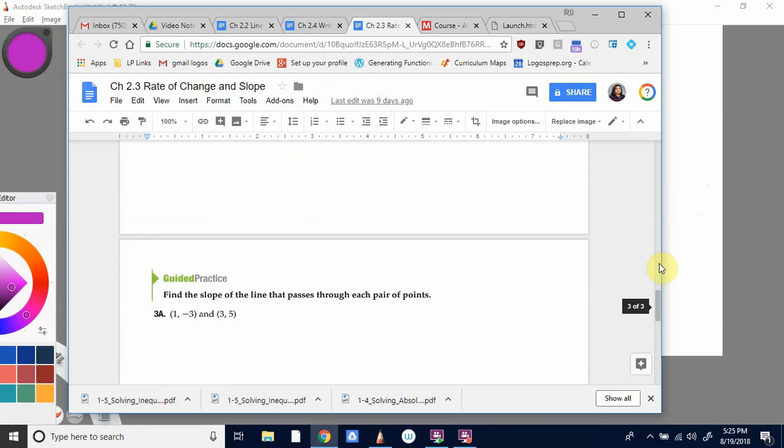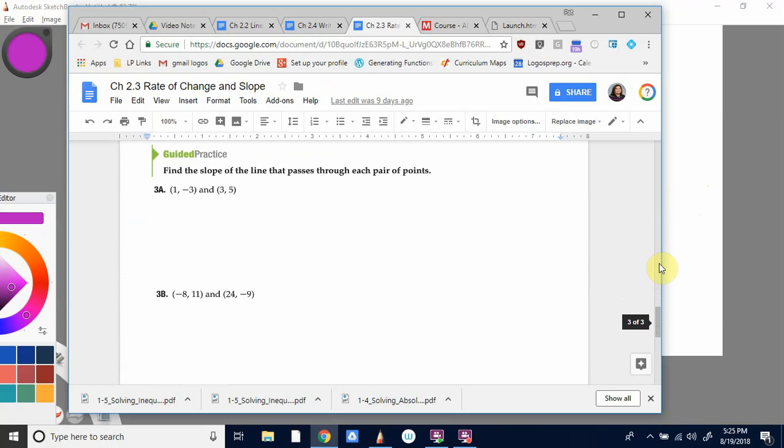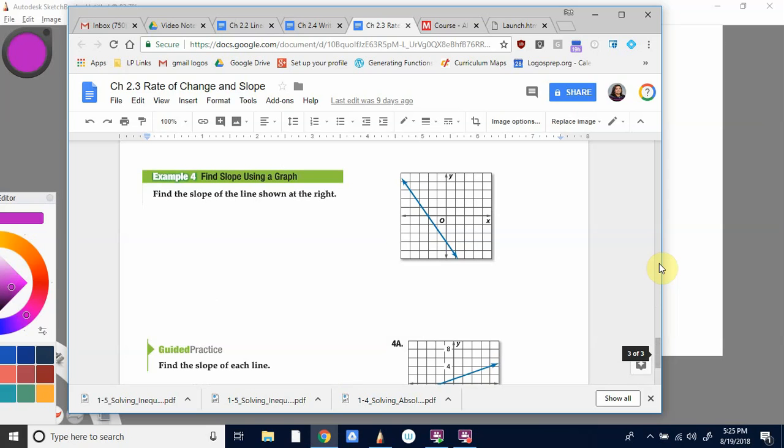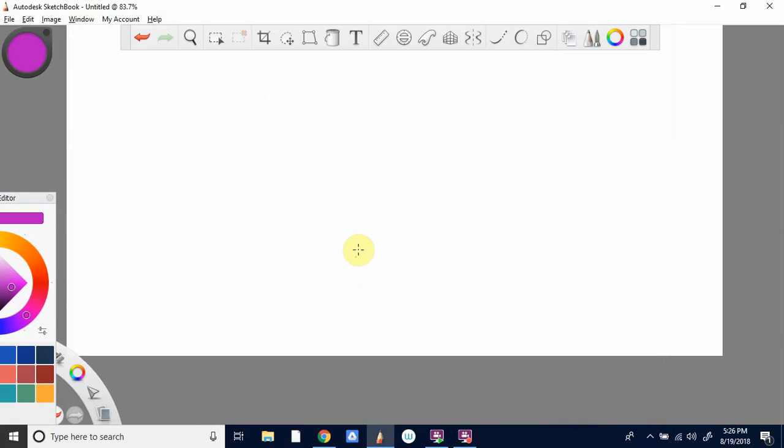Okay, so now we're going to find the slope of a line given the graph. So they give us a graph here. You need to make sure you find the coordinates that are right in the corners. And you can see this coordinate here and this coordinate here are right at the corners. And those coordinates are going to be negative 2, 0 and 0, negative 3. All right, so we're going to use these coordinates to find our slope.